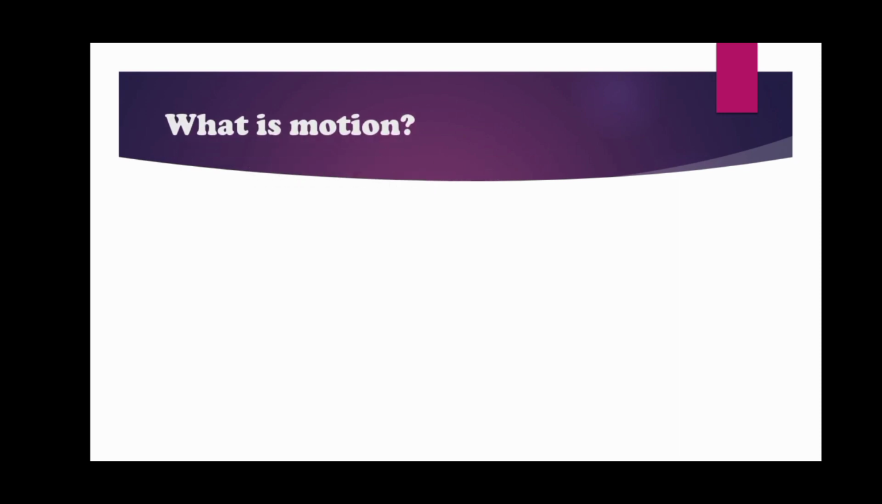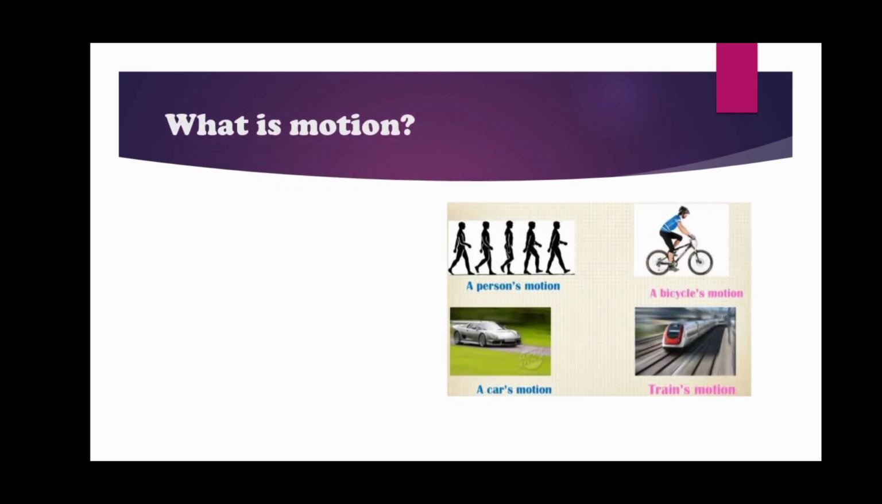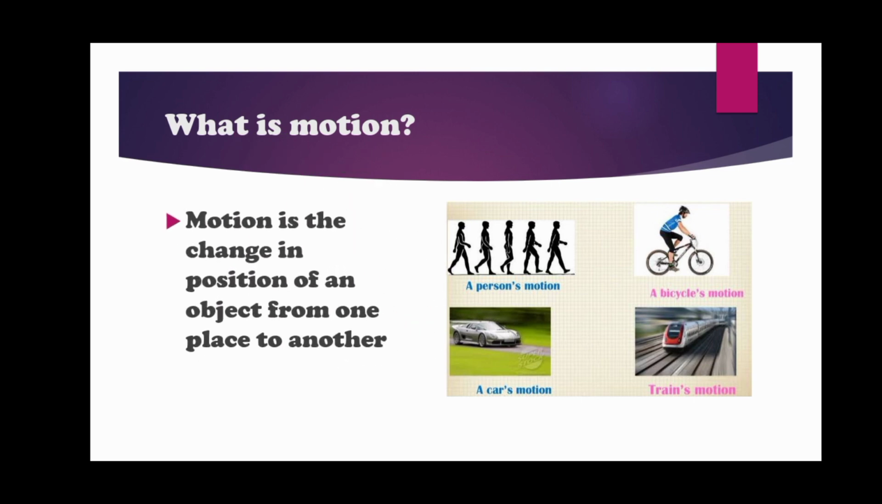What is motion? You can see here a person's motion, a bicycle's motion, a car's motion, and a train's motion. Then what is it? Motion is the change in position of an object from one place to another.